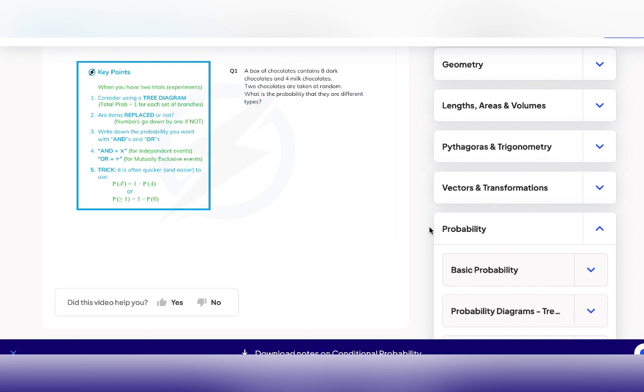Well, we don't need a tree diagram necessarily, but we are going to draw one just to show you how they work. So, the first chocolate can be dark or milk, and we put the probabilities on the branches.